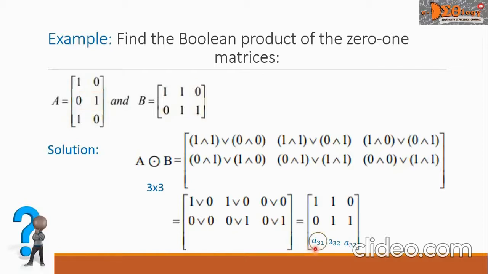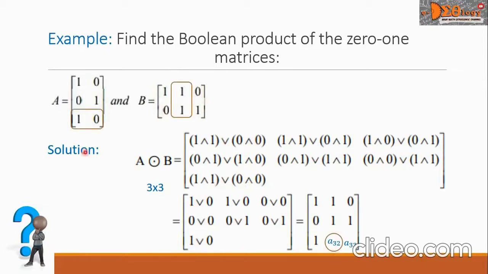Next element, a sub 3,1. We need the third row of A and the first column of B. So we write here 1 and 1 or 0 and 0. 1 and 1 is 1, 0 and 0 is 0. 1 or 0 is 1. Next element, a sub 3,2.